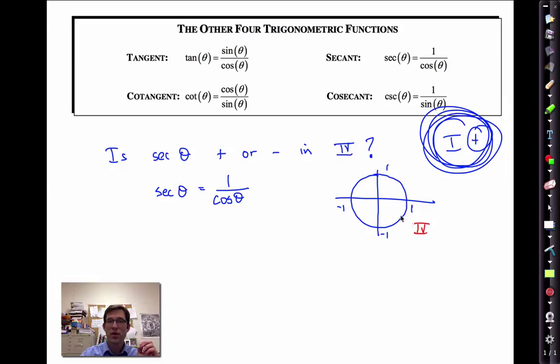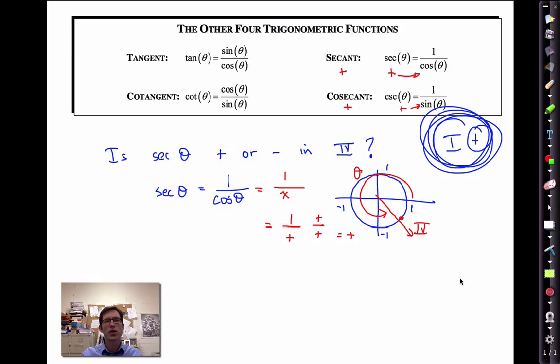Let's say we're down here in quadrant 4, and we've got some point. So this is our angle, that's our theta. Well, what do we know? 1 is just 1, but cosine is the x-coordinate. And in the fourth quadrant, the x-coordinate is positive. So I've got a positive divided by a positive, that must be positive. In fact, secant will be positive whenever cosine is positive. Cosecant will be positive whenever sine is positive. That 1 makes no difference.